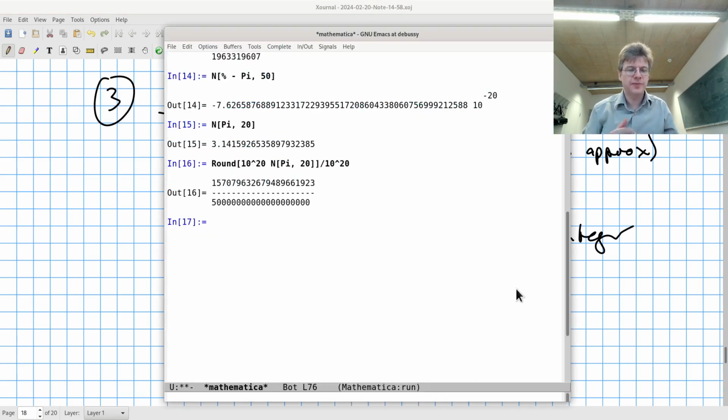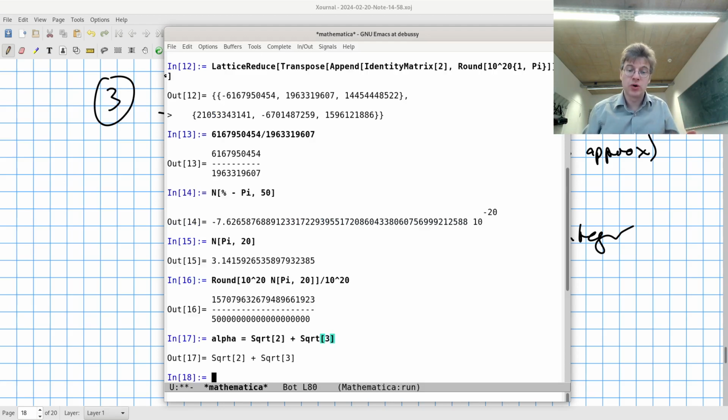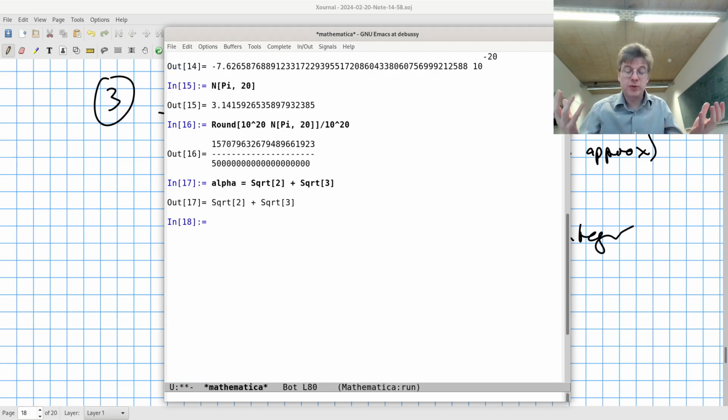So let's try this here, alpha. Well, let's take a simple algebraic number. Square root of 2 is a very simple one. But you know from an algebra course, hopefully, that the sum of algebraic numbers is also algebraic. So let's take square root of 2 plus square root of 3. We know the minimal polynomials of square root of 2 and square root of 3, but maybe we forgot how to determine from this the minimal polynomial of the sum of those. Okay, but now let's do this with LLL.